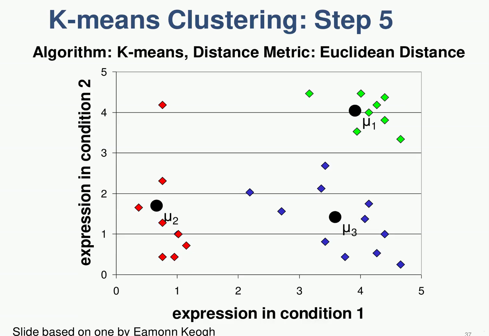In step 5 of k-means clustering, we see the centroids mu_1, mu_2, and mu_3 have reached stable positions, with each cluster distinctly formed. The data points are grouped around their respective centroids based on the Euclidean distance metric, reflecting the optimal partitioning of the dataset. The axes, labeled as expression in condition 1 and expression in condition 2, suggest that the data might represent different conditions or dimensions being analyzed.